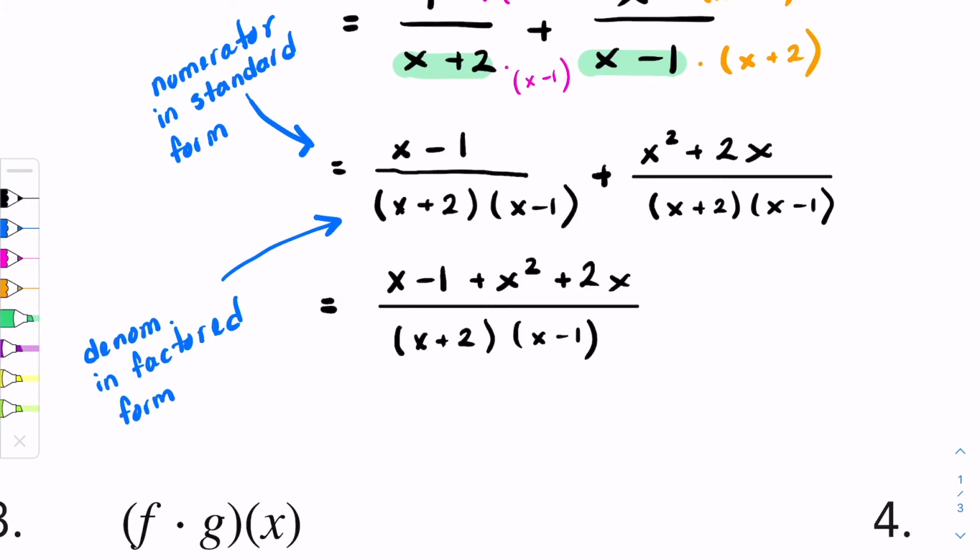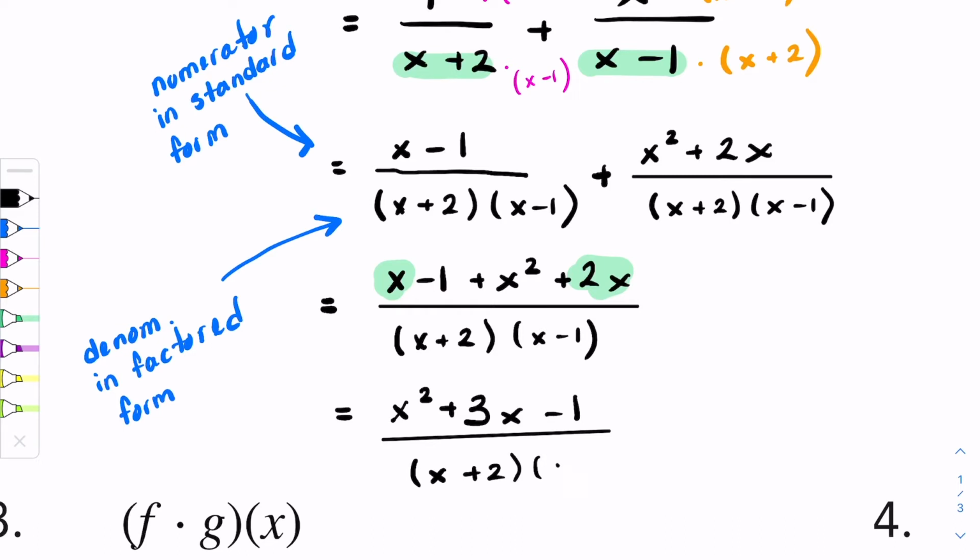Now, if possible, combine any like terms in your numerator. The only like terms we have are x and 2x. When I write this in standard form, I'm going to write it as x squared plus 3x minus 1 divided by x plus 2 times x minus 1.